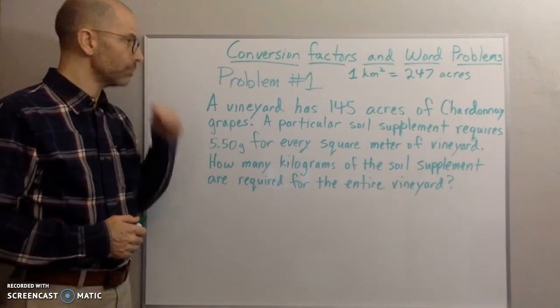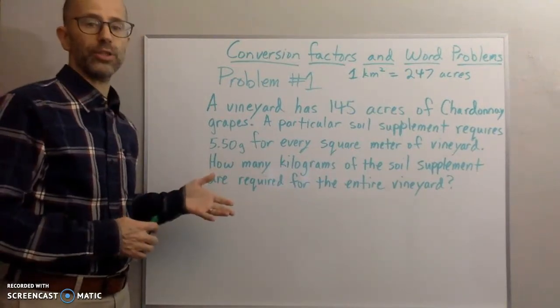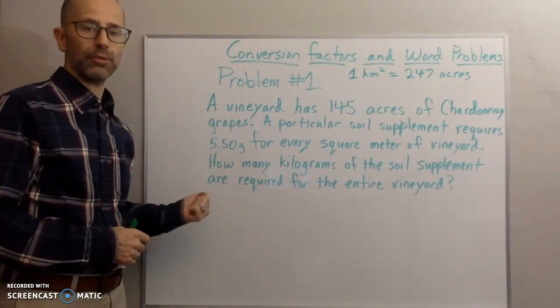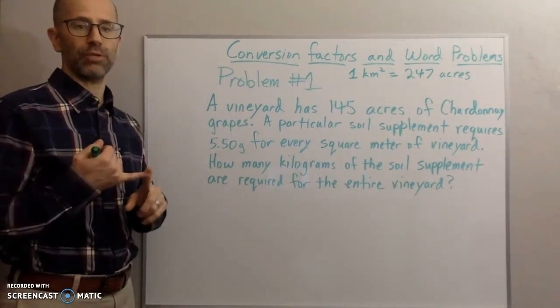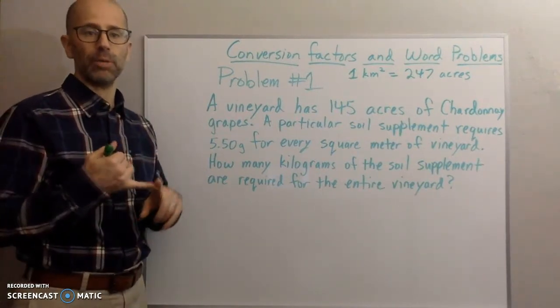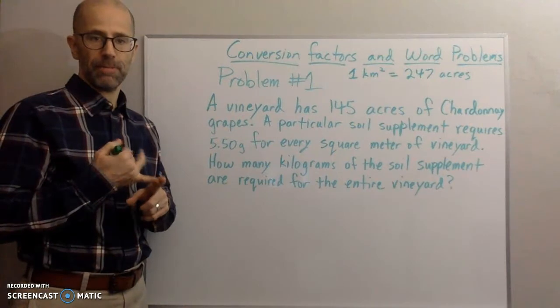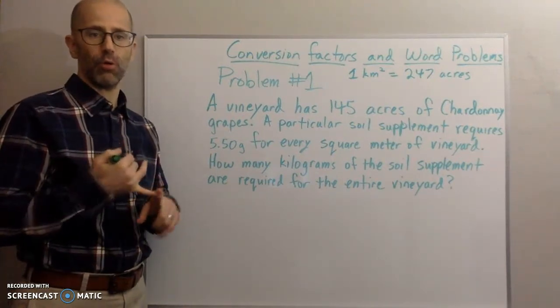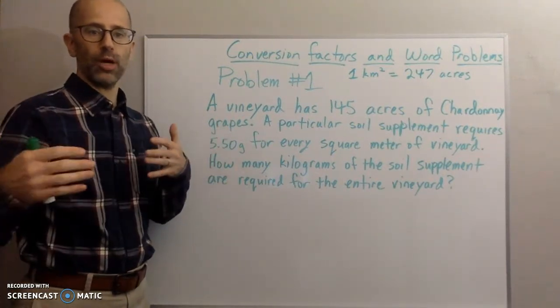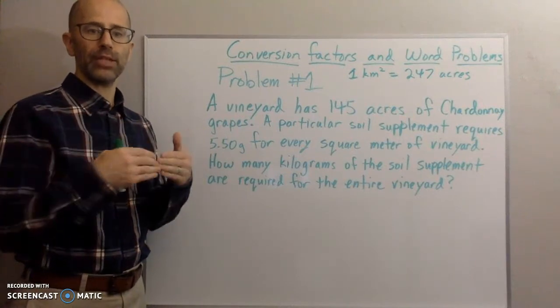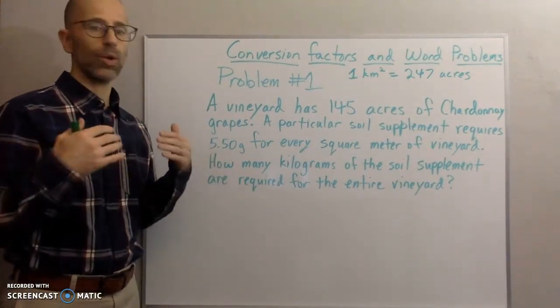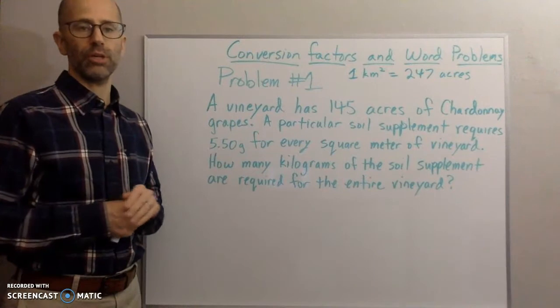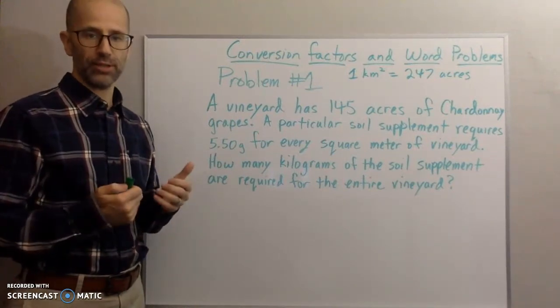Okay, so the first thing you want to do is pull out the information they give you, and the things you're looking for in the word problem are relationships. That's the first thing you're looking for. What is related to what? If you find those relationships, you're going to write them down as equalities. Those are what you're going to be using for your conversion factors.